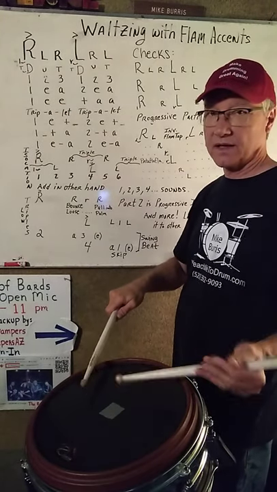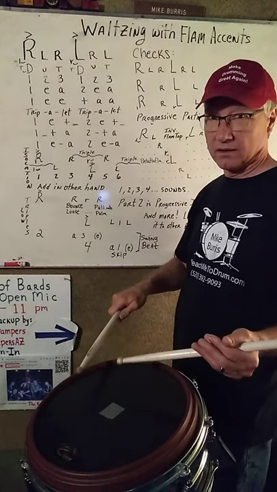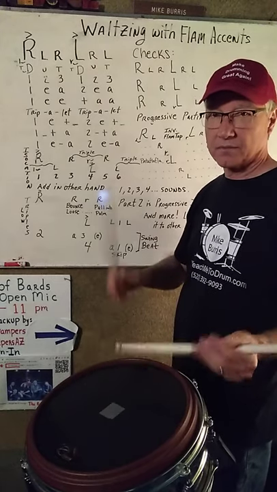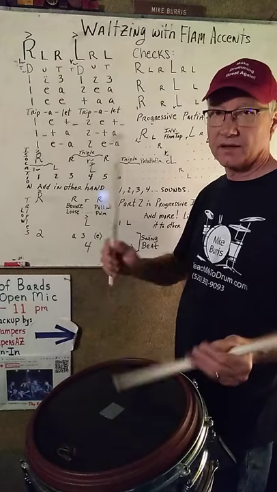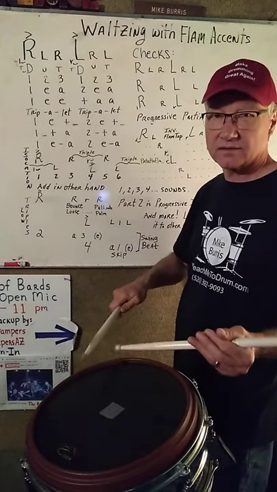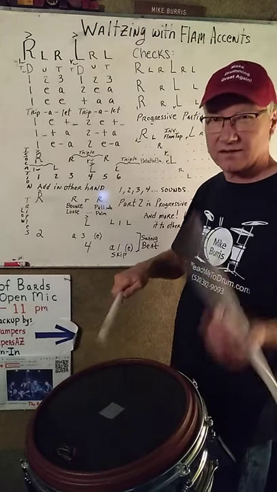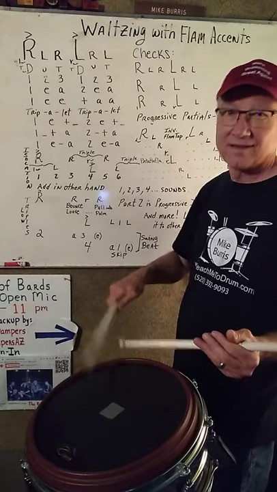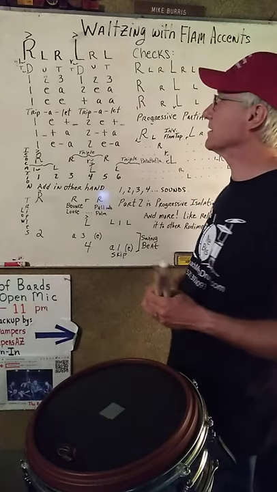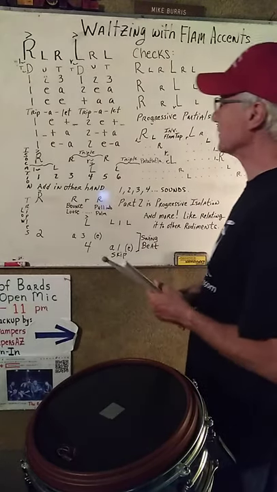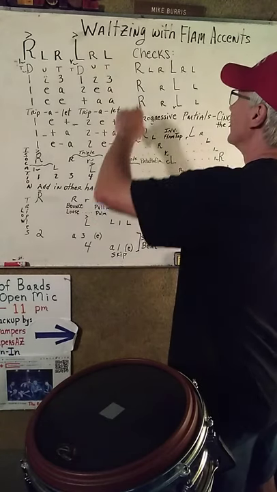Gal-lop-ing. Gal-lop-ing. One and a two and a dun da da dun da da dun da da. It's Bonanza, and Rawhide, and so many other country songs.